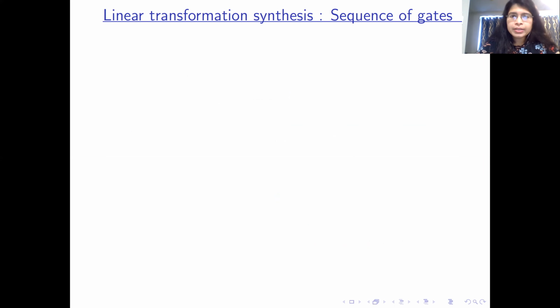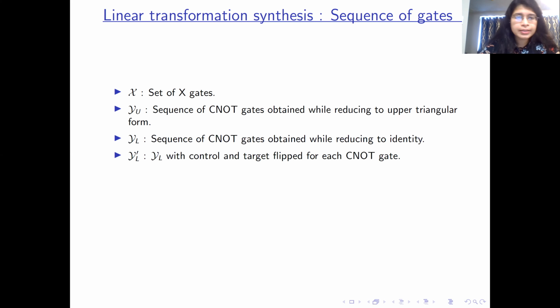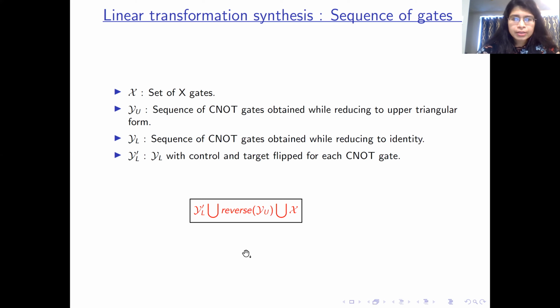After doing these procedures, we get a sequence of gates, and we place them in the circuit in the following way. Suppose X is the set of X gates obtained, YU is the sequence of CNOT gates obtained while reducing to upper triangular form, YL is the sequence of CNOT gates obtained while reducing to identity, and YL dash is the same sequence as YL with control and target flipped, because we should remember we transposed the matrix. Then we place the CNOT gates as follows and the X gates as follows: YL dash followed by the reverse sequence of YU and then the X gates.